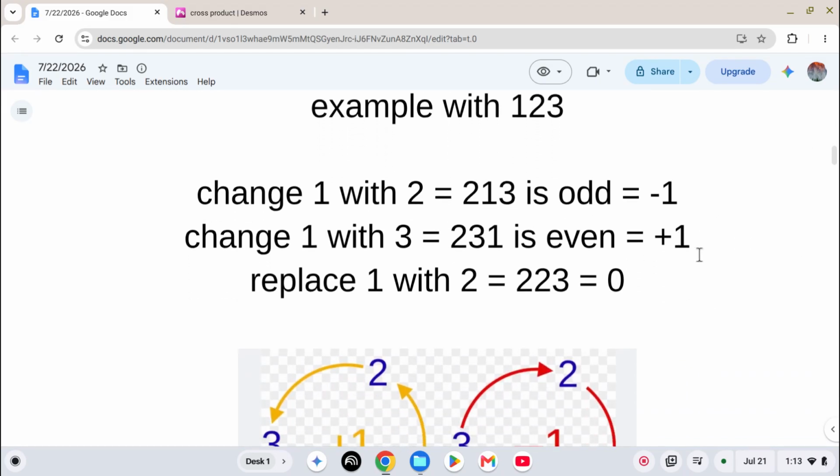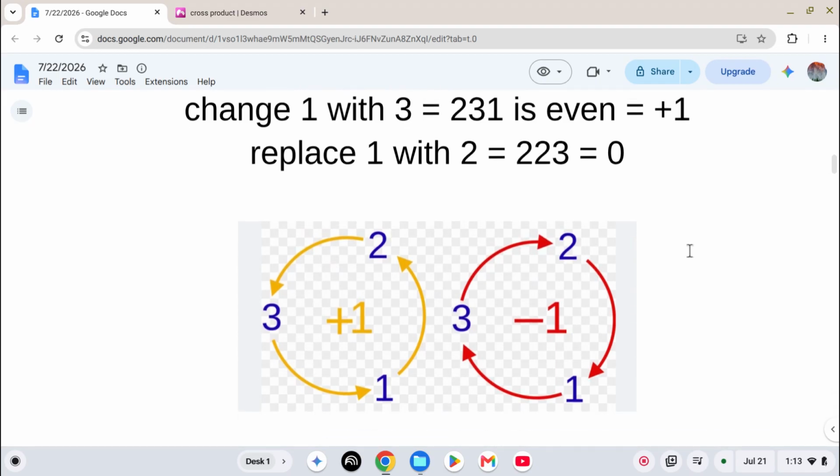Now here's the way I like to do this. It's much easier visually for me. If you go in a counterclockwise direction, 1, 2, 3, or 2, 3, 1, or 3, 1, 2, it is positive. If you go in a clockwise rotation, 1, 3, 2, or 3, 2, 1, or 2, 1, 3, it's negative. Okay?